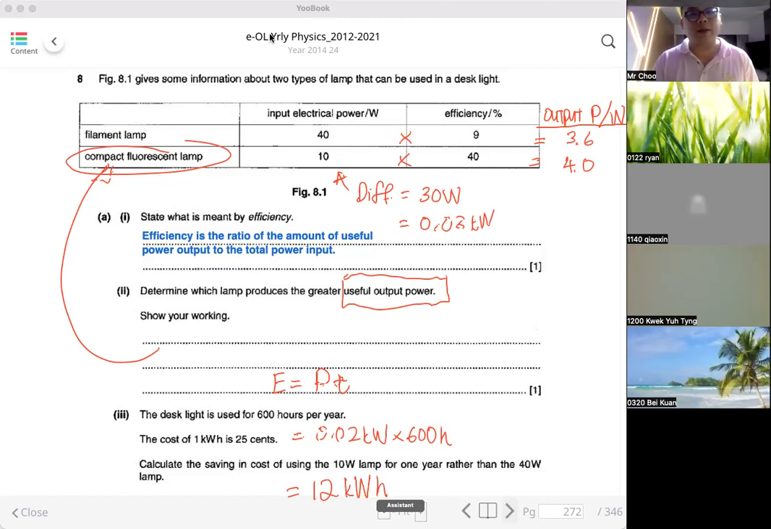I'm calculating the difference between the two. If you use filament lamp, you will always use 30 watt more than the compact fluorescent lamp because the difference is 30. So my working here is wrong. It's 0.03. So it's not 12 kilowatt hour, it's 18 kilowatt hour. And each kilowatt hour is 25 cents. How much would 18 kilowatt hour cost?